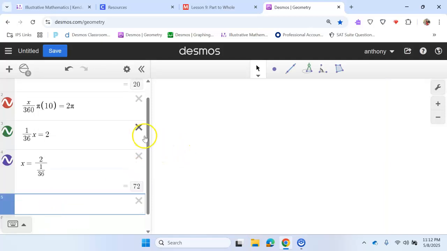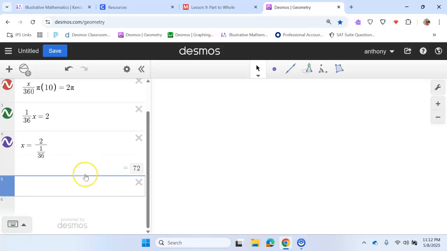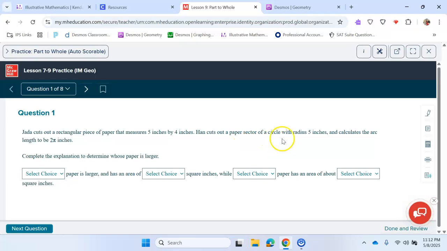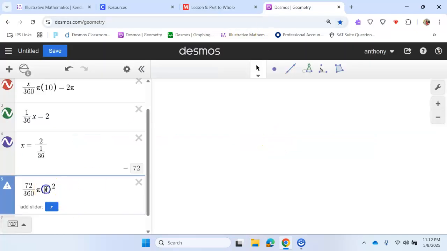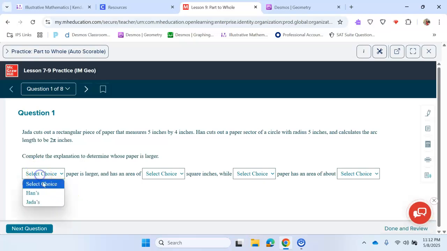Once we know the central angle, we can calculate the area. It would be 72 divided by 360 times pi r squared. They said the radius was 5. So you could see his area is about 15.7. All right, so Jada's paper is larger, has an area of 20, while Han's paper has an area of about 15.7.